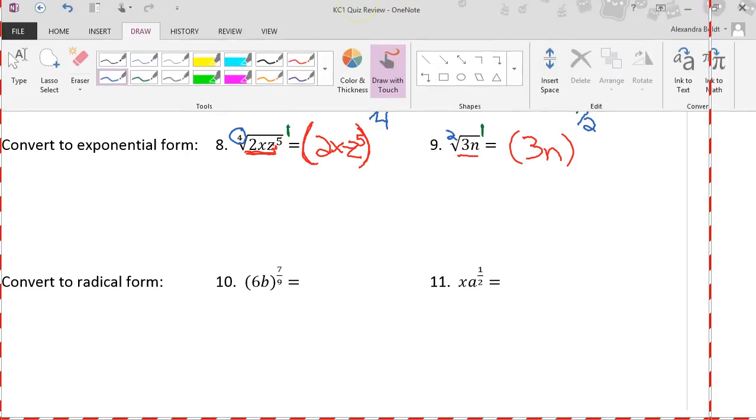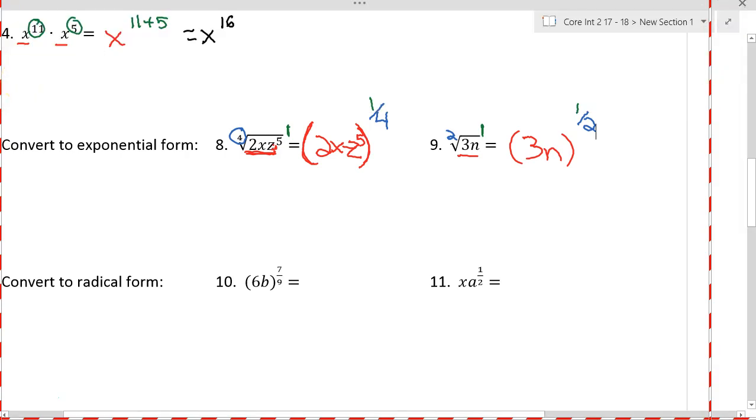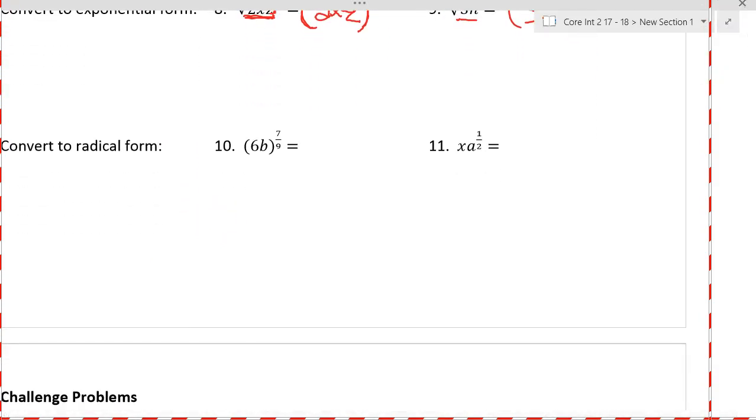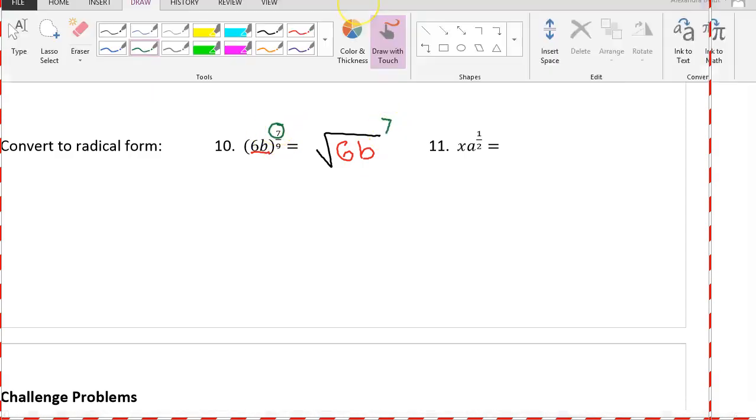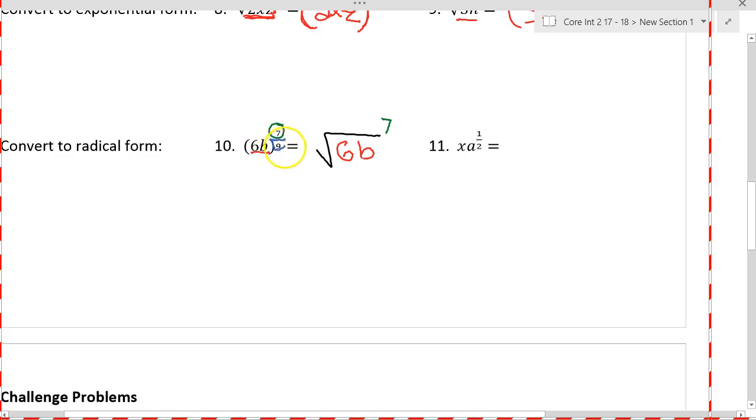All right, last problem we're going to do together. Convert to radical form. It's just kind of going the opposite way. I'm converting to radical form, so the first thing I'm going to do is draw my radical. Then my base, what goes underneath, is 6b. My exponent is this 7. And my root is the 9. That's all it is there. 6b, or the 9th root of 6b to the 7th.